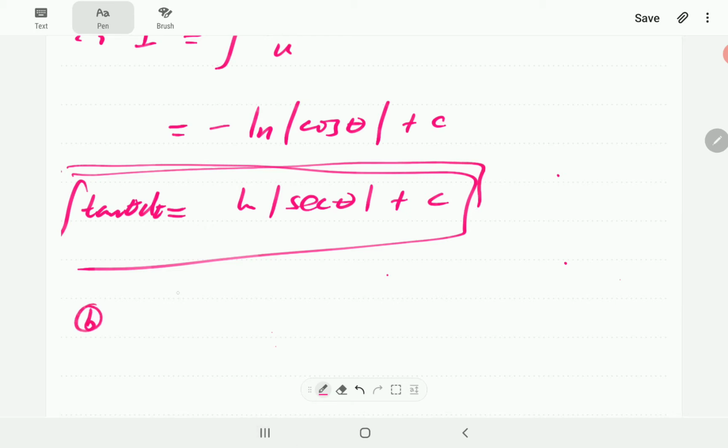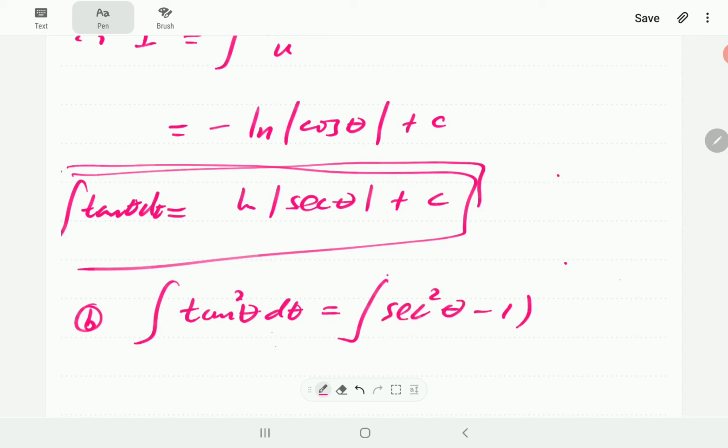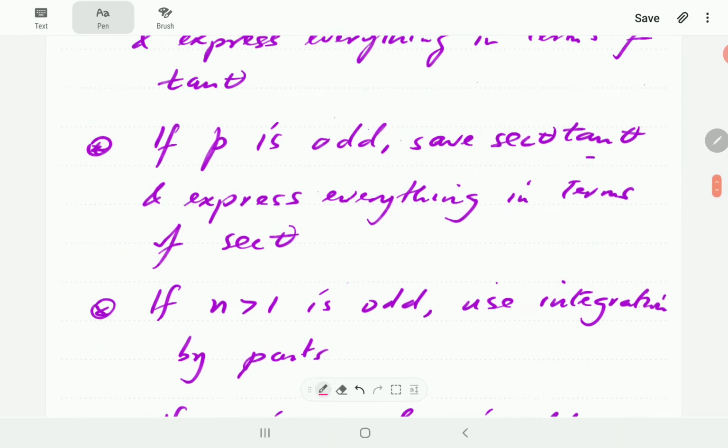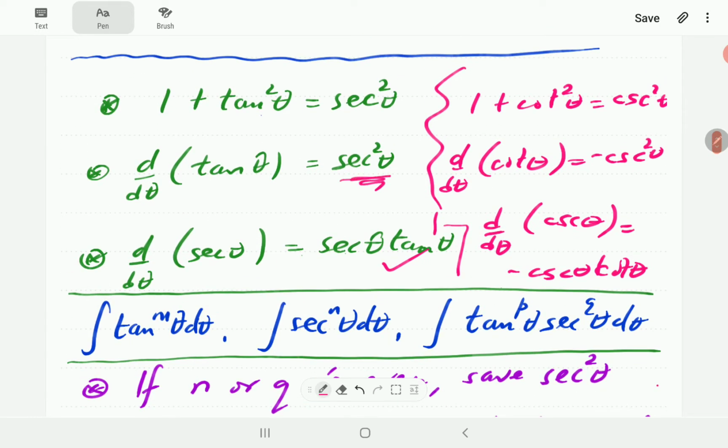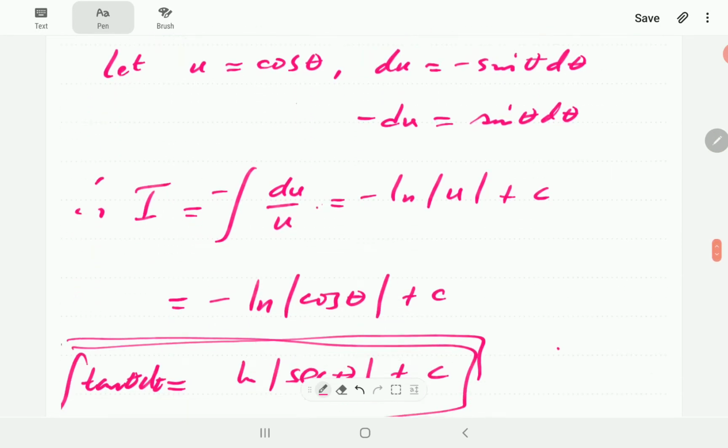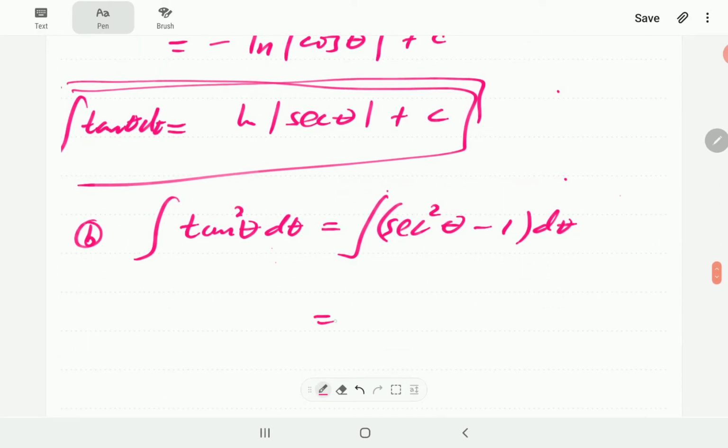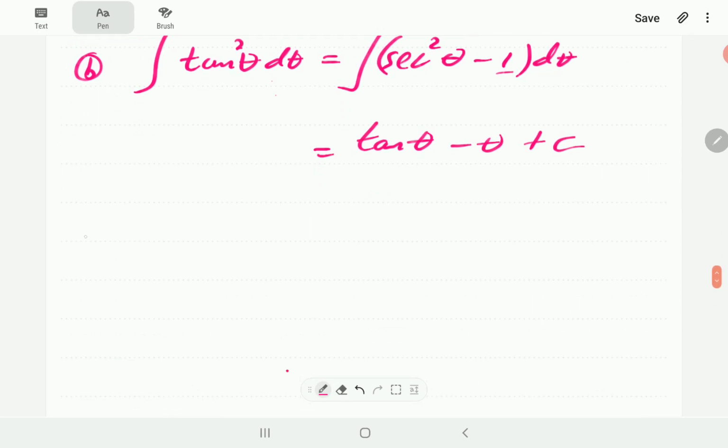Okay, then in B we have got tangent squared theta. So this one we simply rewrite it in terms of secant. So it's going to be secant squared theta minus 1. Now the derivative of tangent is secant squared, so the integral of secant squared is simply tangent. So this thing is going to be tangent theta. The integral of 1 is going to be theta plus c, and so that one is sorted out.